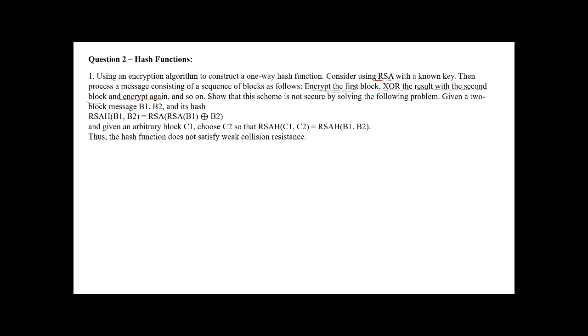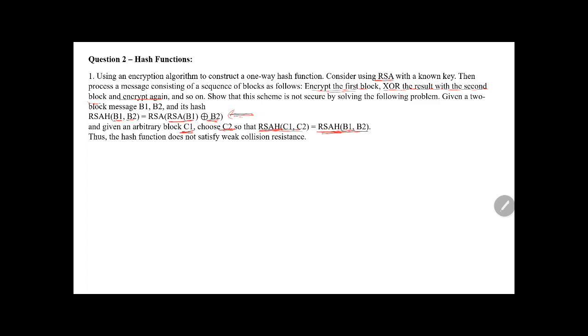So basically, the equation is explained better here in this illustration. In this equation here, this is our encryption algorithm. So basically, the RSA hash algorithm of the two blocks B1, B2 can be done as follows. We get the RSA of B1 and we XOR it with B2, and then we RSA the output. Okay, so here the question says, given an arbitrary block C1, choose C2 so that the RSA hash, RSAH, of C1, C2 is equal to RSAH of B1, B2.